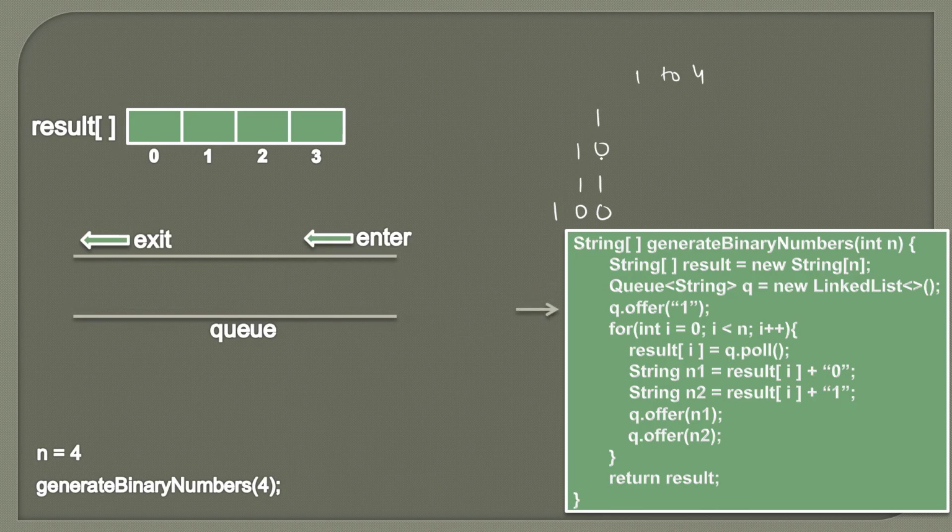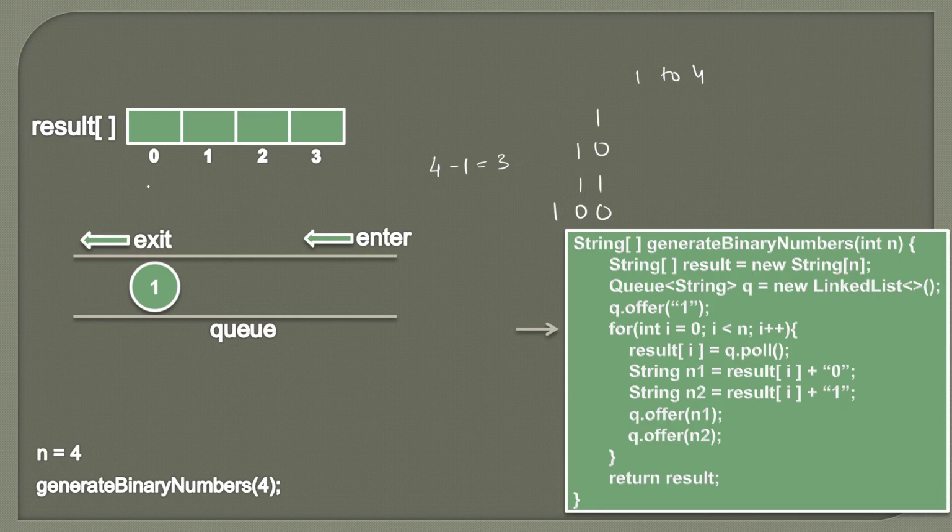For the first number we can directly offer 1 into the queue, because we need to generate the binary numbers from 1 to n. So we directly put a string 1 into the queue, because this queue is of string type. So 1 comes into the queue like this. And now in order to fill the result array, we are providing a for loop which will go from 0 index to index n minus 1, where the value of n is 4, 4 minus 1, which is 3, the last index.